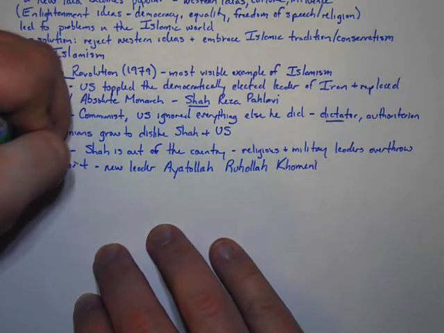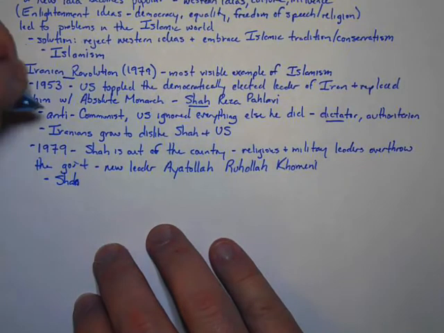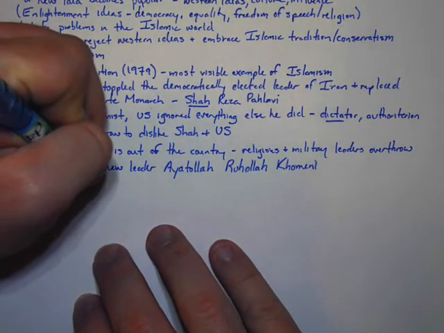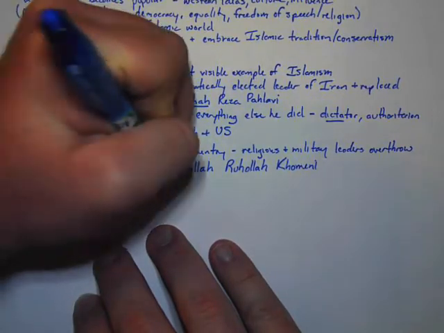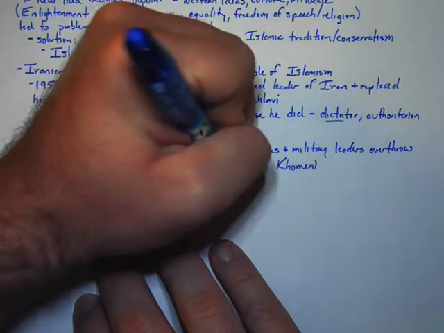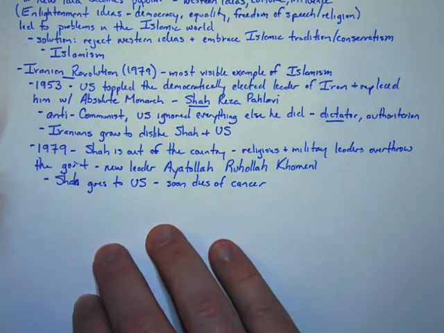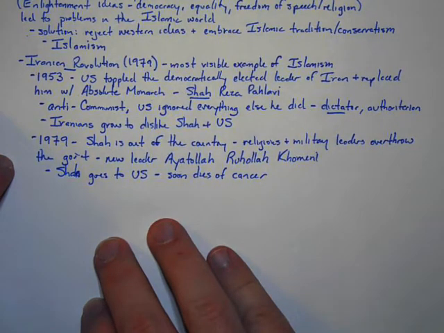Now, the Shah goes to the United States, and he soon dies of cancer. I believe that's why he was out of the country in the first place. He was meeting with doctors outside of Iran.